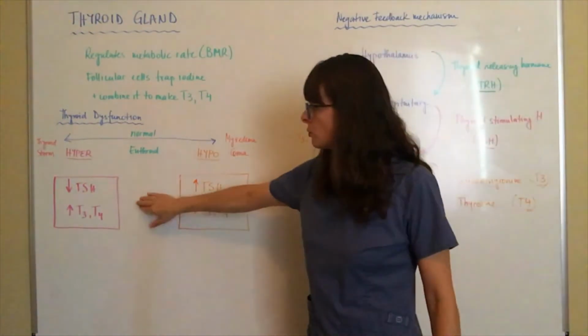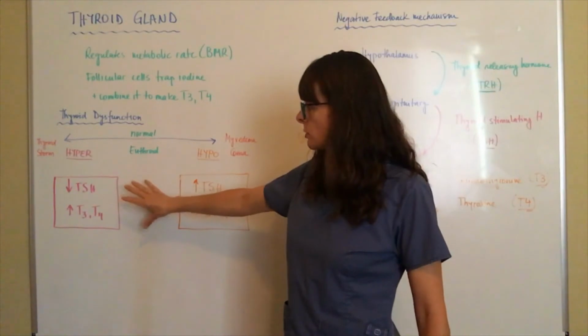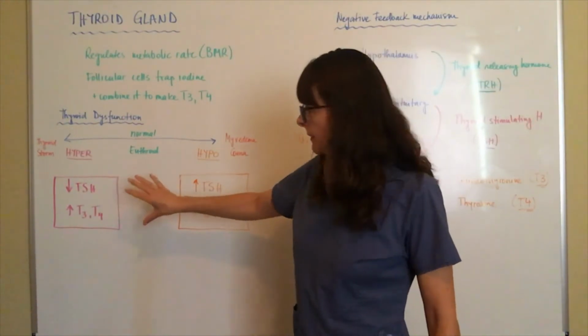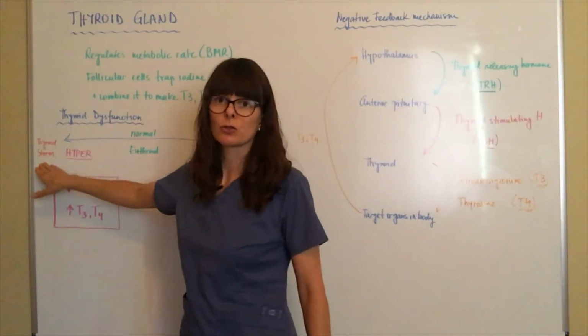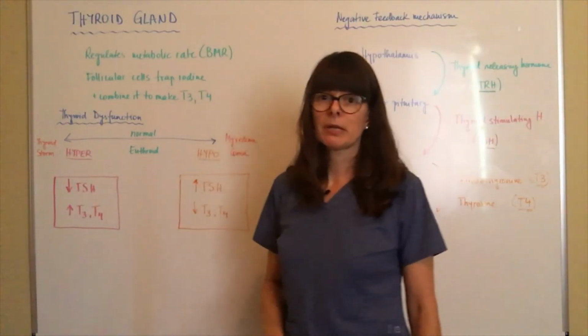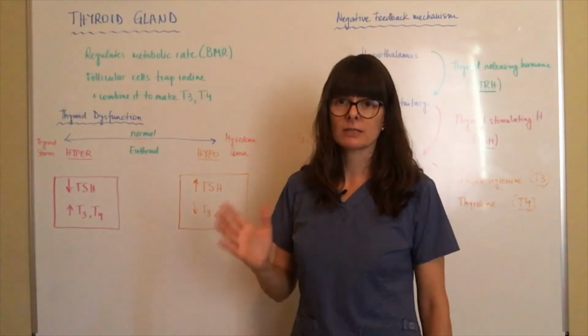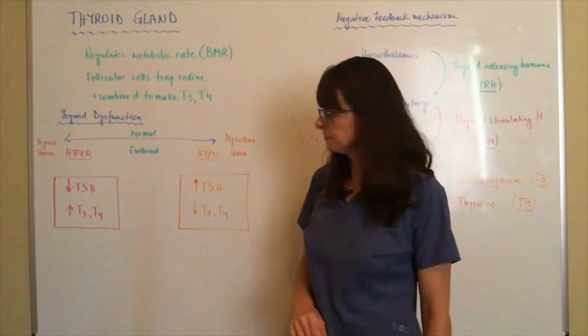Now, when this gets really severe, when this gets so out of balance that the patient's hyperthyroidism gets even into what is called a thyroid storm, patients can die from that. Because, again, metabolic rate is affected.